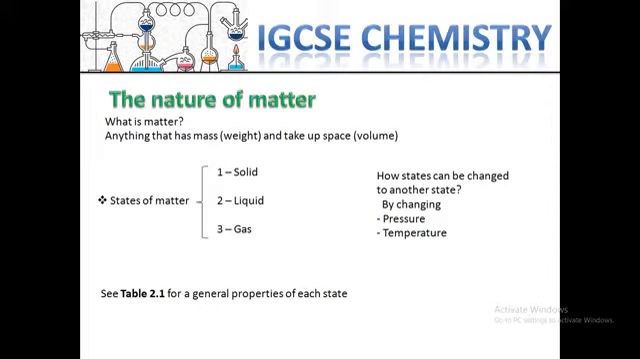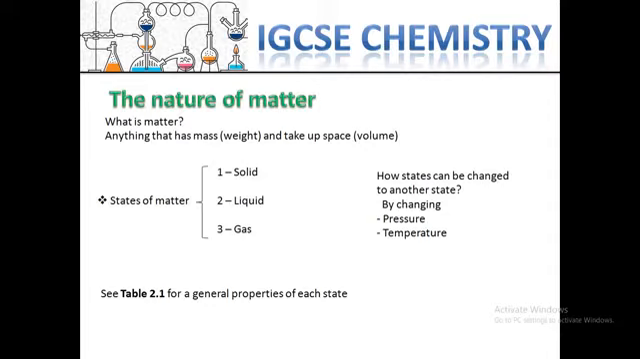So these states can be changed to each other. Solid can be changed to liquid if we change pressure and temperature. If we change pressure and temperature, we can change solid to liquid, liquid to gas, gas to solid, liquid to solid. So for moving from solid to liquid, liquid to gas, we need to increase the temperature and increase the pressure also. No, decrease the pressure and increase the temperature.